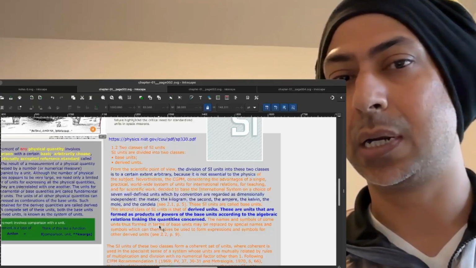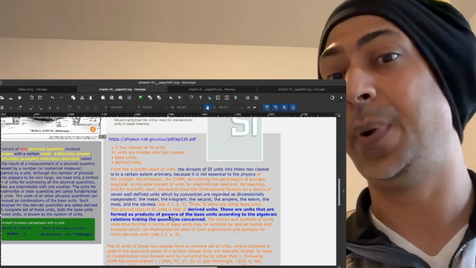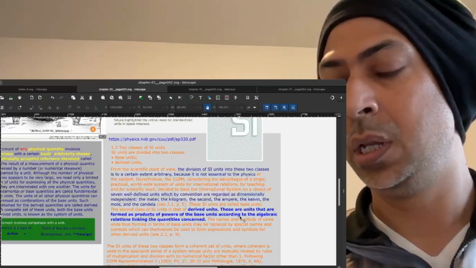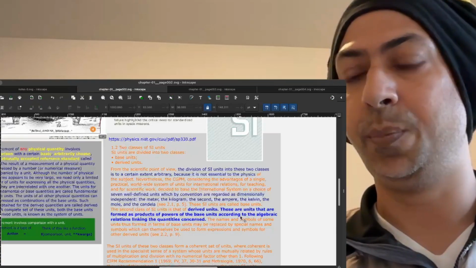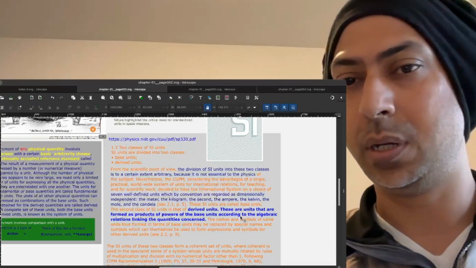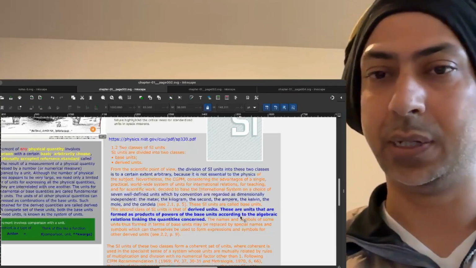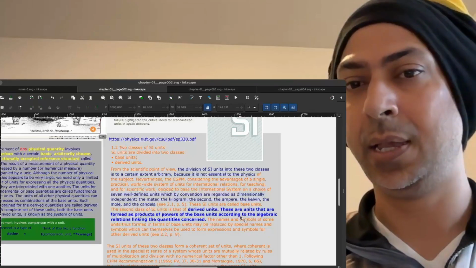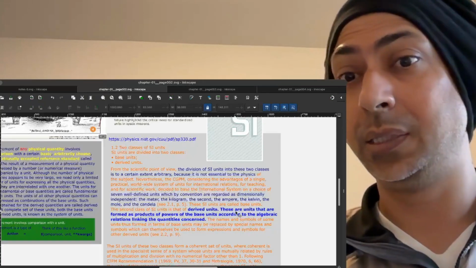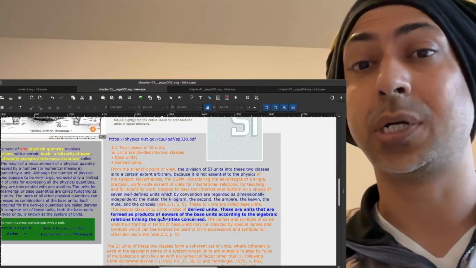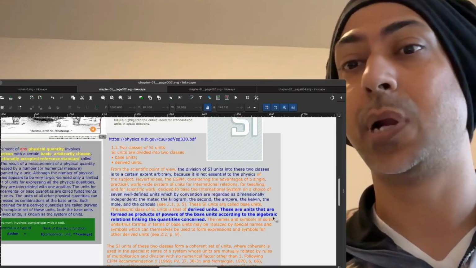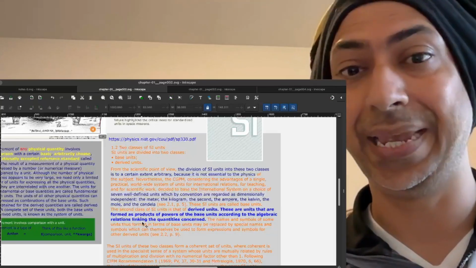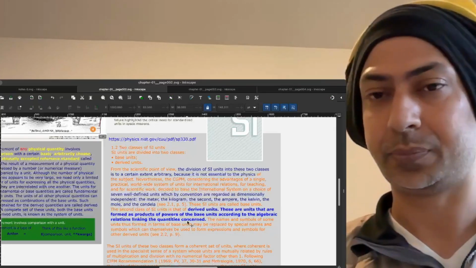These units are formed as products of powers of the base units. For example, area is meter square, power 2. Meter, which is a base unit, raised to the power of 2, meter square, is the unit of area, right? Like that. These are the units that are formed as products of powers of the base units according to the algebraic relations linking the quantities concerned.